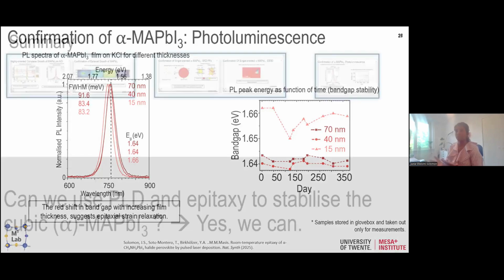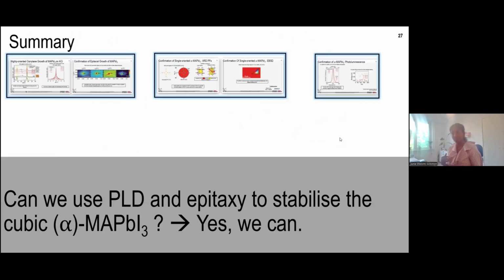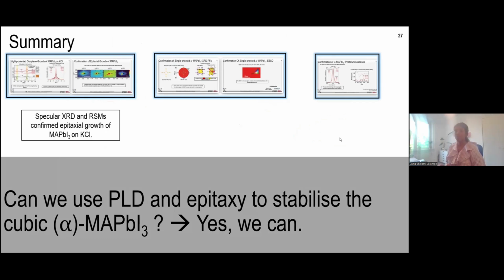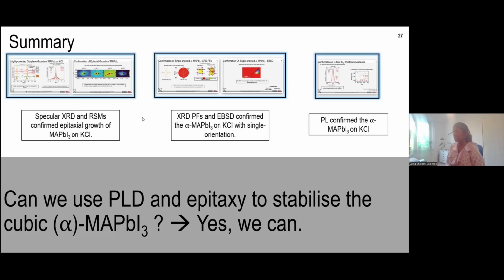So to summarize, can we use PLD and epitaxy to stabilize the cubic phase of MAPI? Yes, we can, and we answered these questions through specular XRD and reciprocal space mapping, and also did pole figures and EBSD measurements to show on a large scale how they are single-oriented, and the photoluminescence measurement also confirms that we have the cubic phase of MAPI.